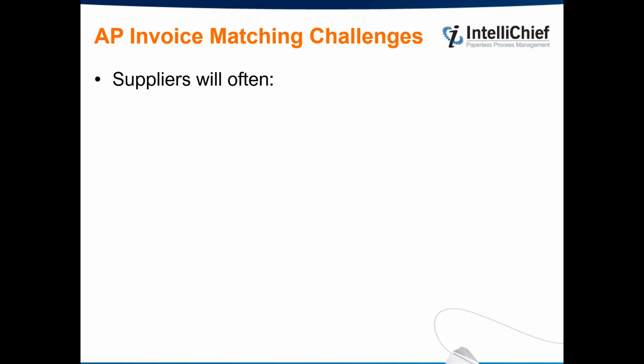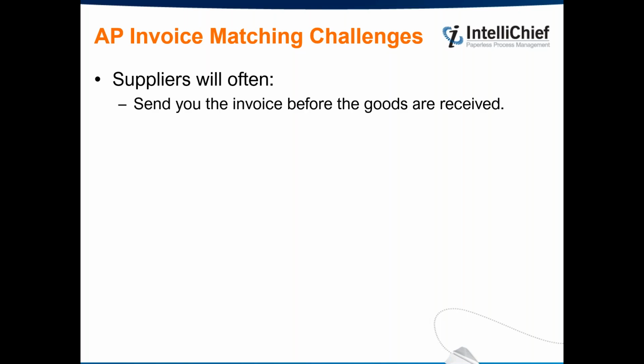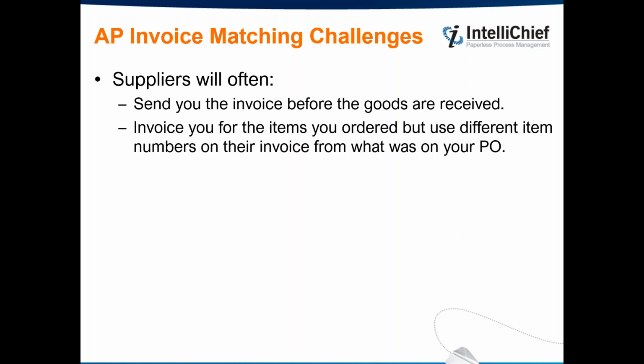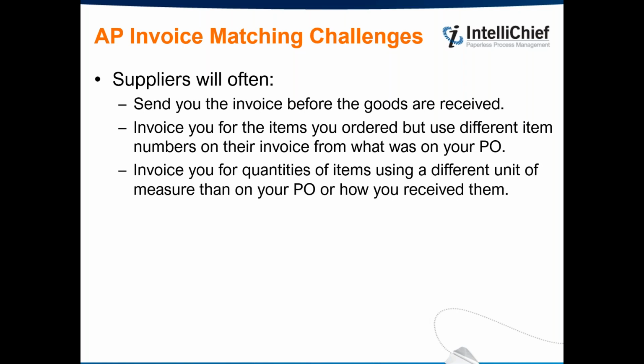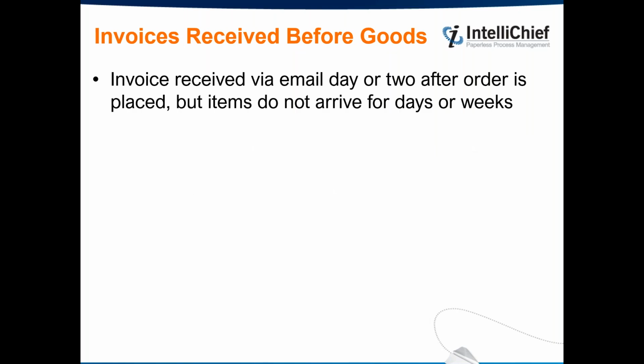that your suppliers often do a few different things, right? They'll send you an invoice before the goods are received, so you can't really do much with that. They invoice you for items that you ordered, but they use a different item number on their invoice than what was on your purchase order. I alluded to that earlier, as well as invoicing you for different units of measure, different quantity of items than what was on your purchase order, right? And so you really need to look for a solution that handles these things.